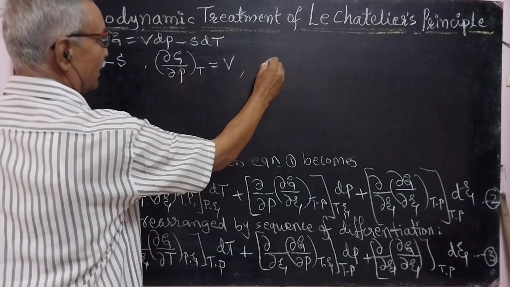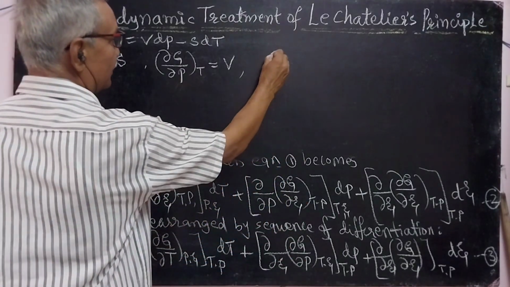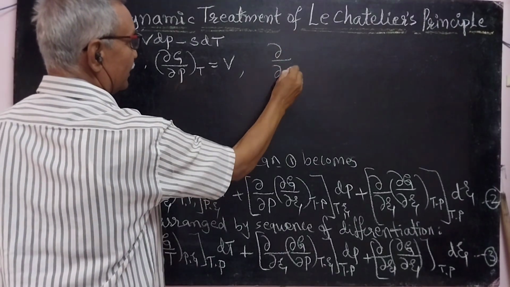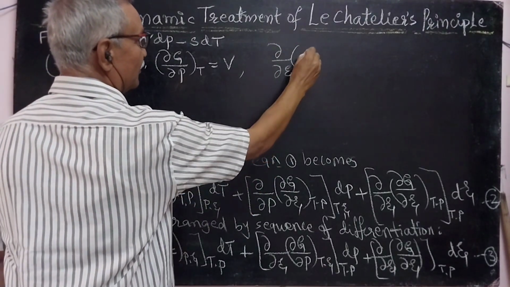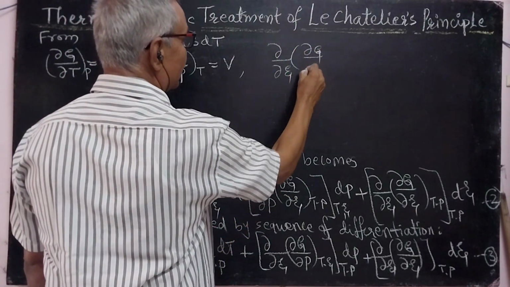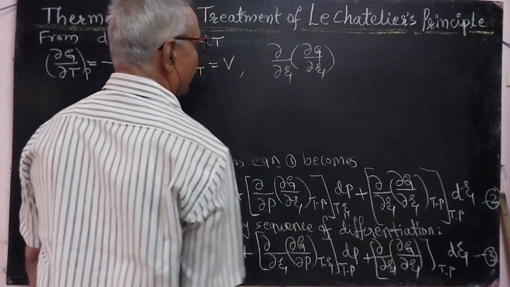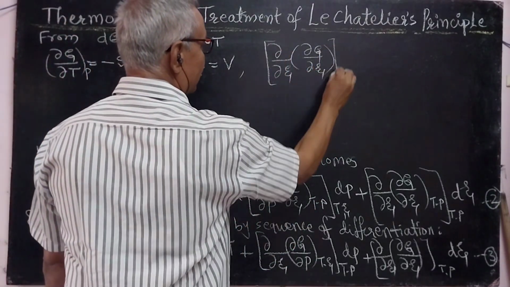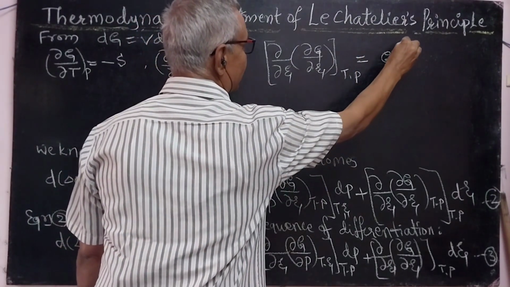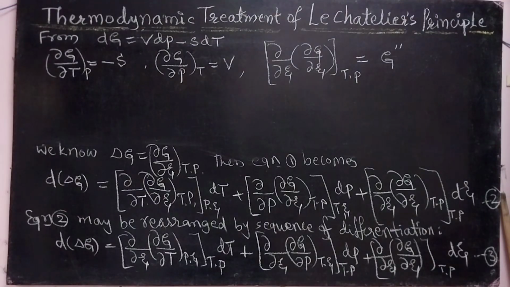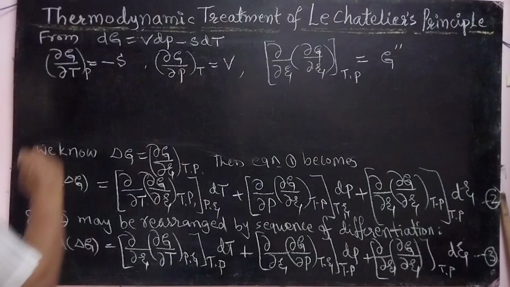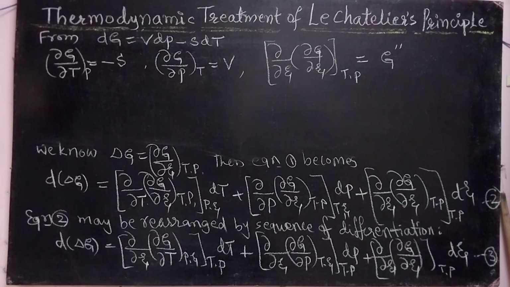Then we may take G, that is ∂/∂ξ of (∂G/∂ξ) at constant temperature and pressure, which may be represented as G double dash, that is the double differentiation. The same differentiations are there, thus we may write.